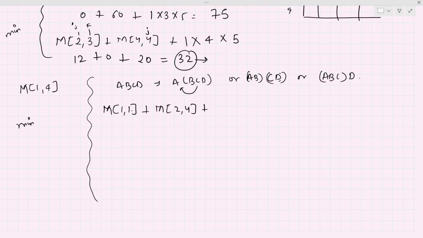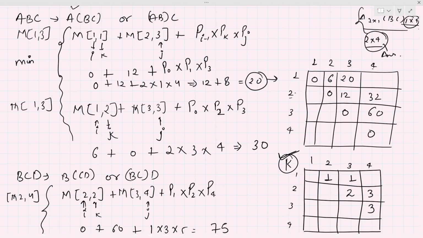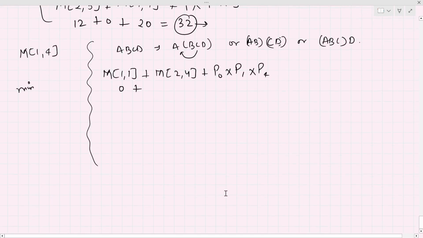P I minus 1, what's the value of I? 1, means I minus 1 now becomes 0, 1 minus 1 is 0. So P0, Pk which is 1, and P4. Now what's the value of 2 comma 4? Now we know the value of 2 comma 4 here. In a matrix you can write it, 2 comma 4, which is 32, so you can write 32.